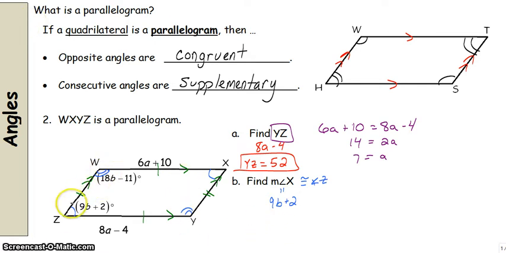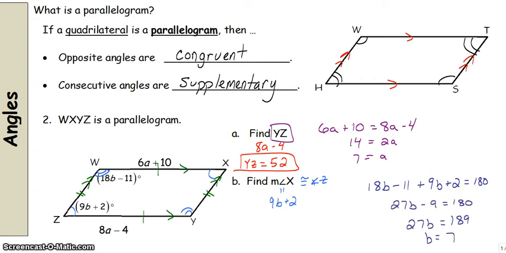To find b, I use the theorem that these consecutive angles are supplementary. Supplementary means they add to 180. So I have to take 18b minus 11 plus 9b plus 2 equals 180. The algebra magician comes again, and b equals 7.